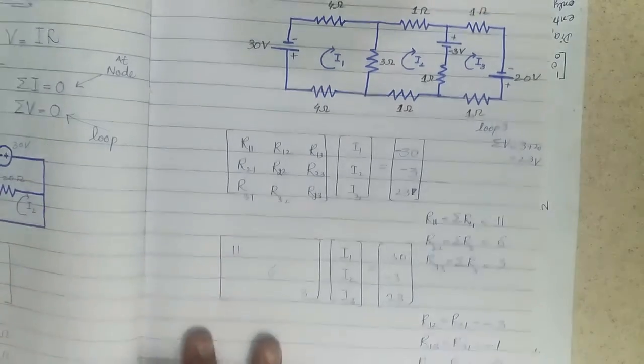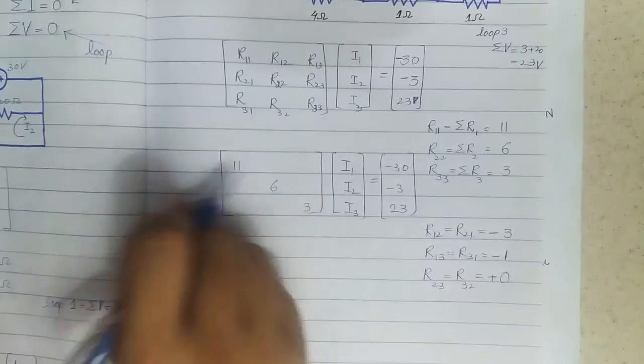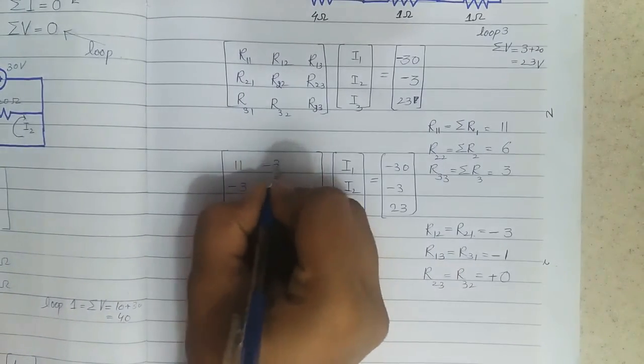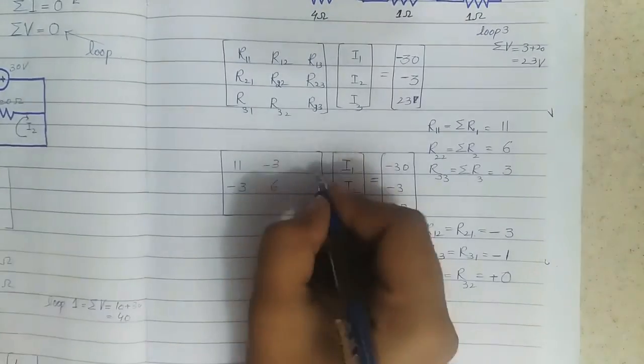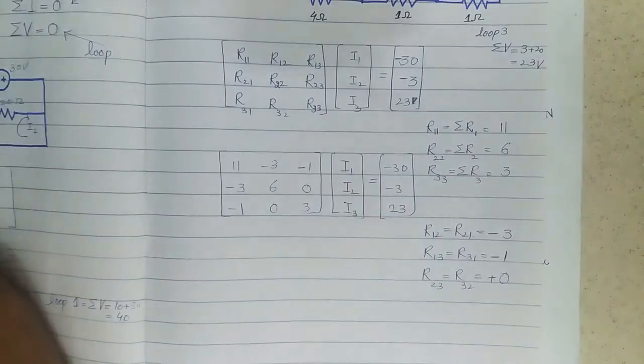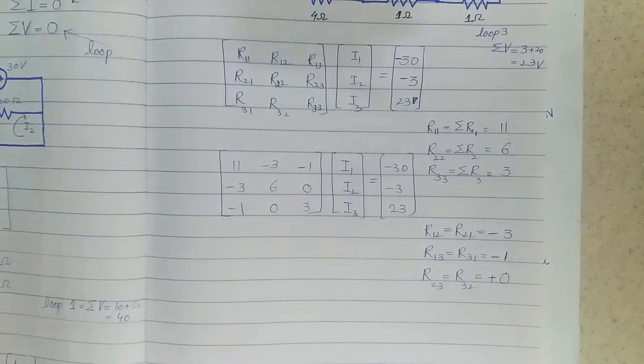0 is neutral, neither positive nor negative. So now replace R12, R21 by minus 3, minus 3; R23, R32 by minus 1, minus 1; and R13, R31 by 0, 0. This is the matrix form. Now we can solve it by using the Gauss elimination method or Gauss-Jordan method.